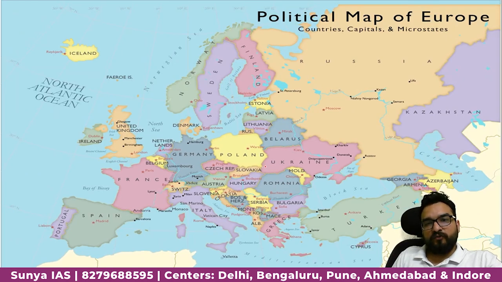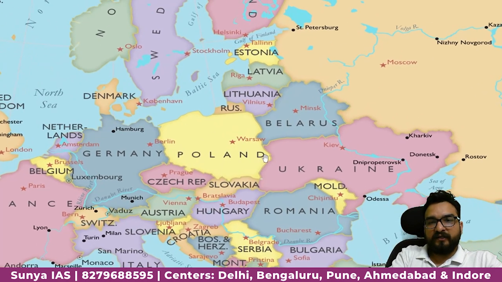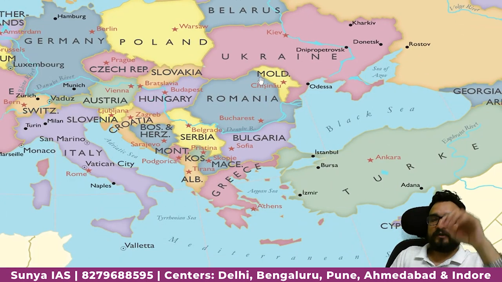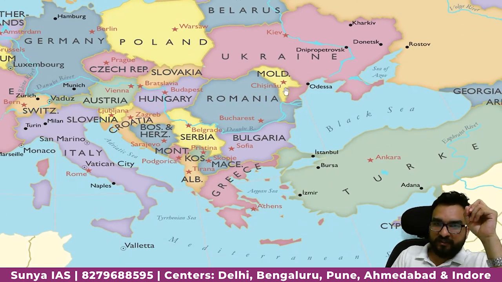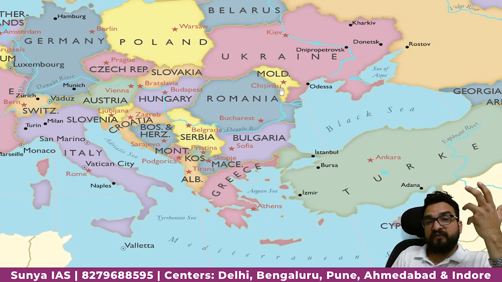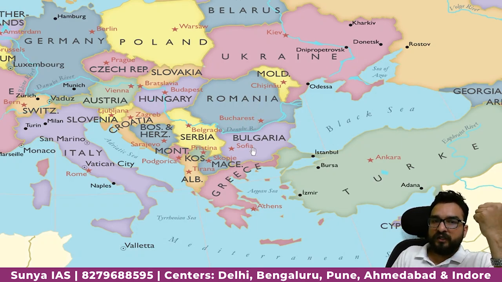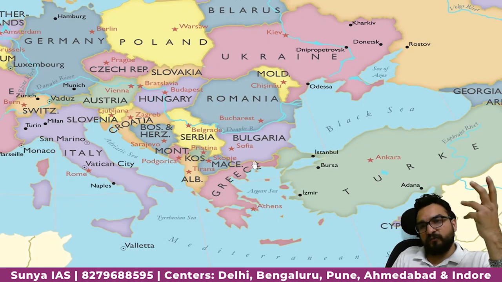One thing you must focus upon is their capital. Now, just for understanding purposes, Moldova's capital is Chisinau, Romania's is Bucharest, Bulgaria's is Sofia, and Greece's, very famous, is Athens. Athens, Sofia, Bucharest, Chisinau. Try to remember it. Chisinau is a very different type of name, Moldova. Bucharest, you must have heard about. Sofia is a name of a girl too. Bulgaria is the country. And Athens, Greece, you must be remembering.